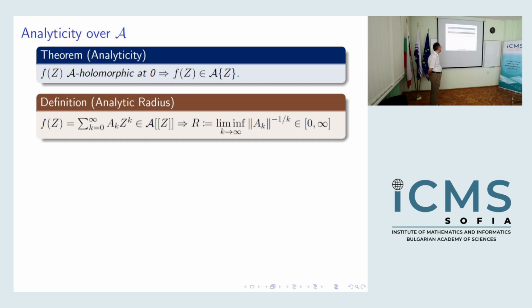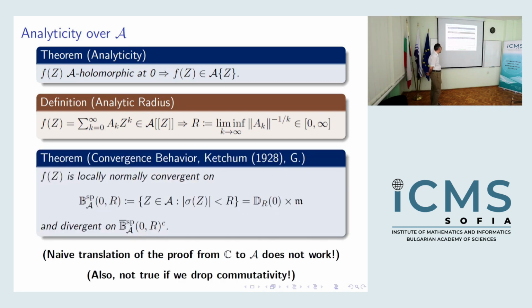So, of course, on analyticity, the next question is, well, what's the convergence behavior of such power series? And one can define the analytic radius much in the same way. Here's a description of this behavior. It turns out that f is normally convergent on a ball. But not just any ball, on a spectral ball in the algebra. So basically, this is in fact a cylinder.